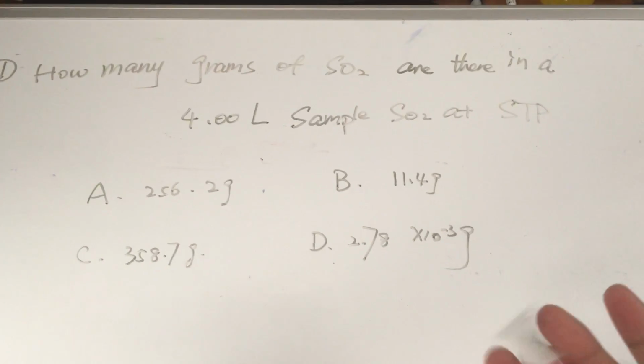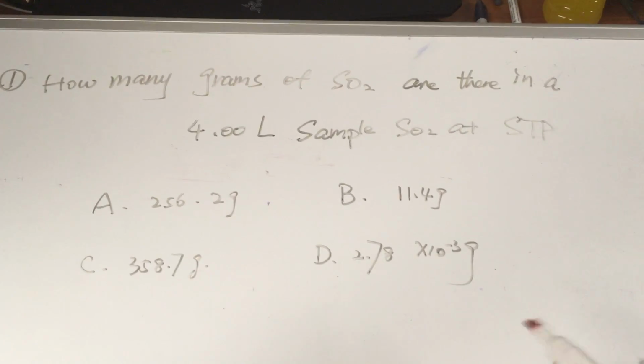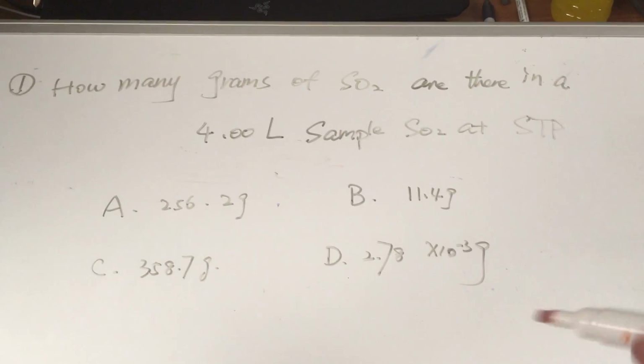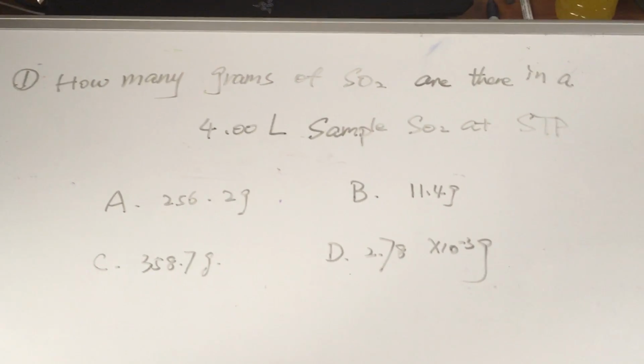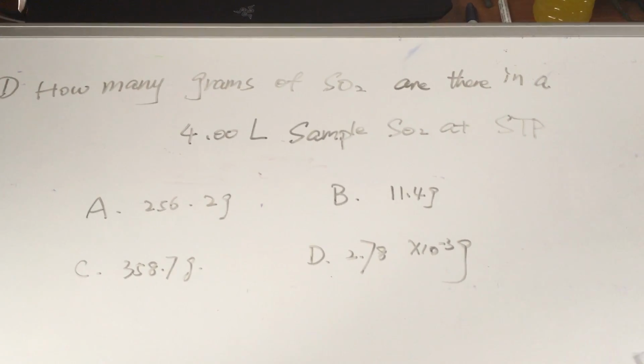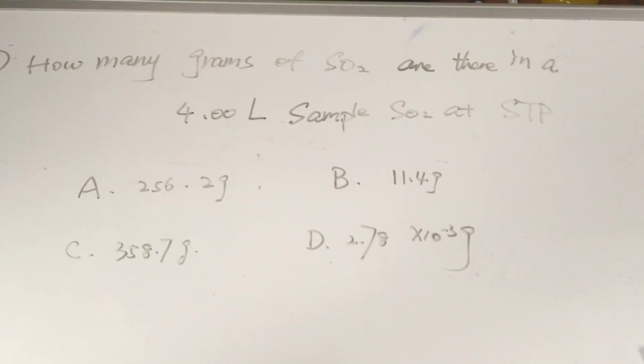Hi everyone, today we talk about the worst part in AP chemistry, that's called stoichiometry. So let us read this first simple question. How many grams of sulfur dioxide are in a 4-liter sample of sulfur dioxide at STP?